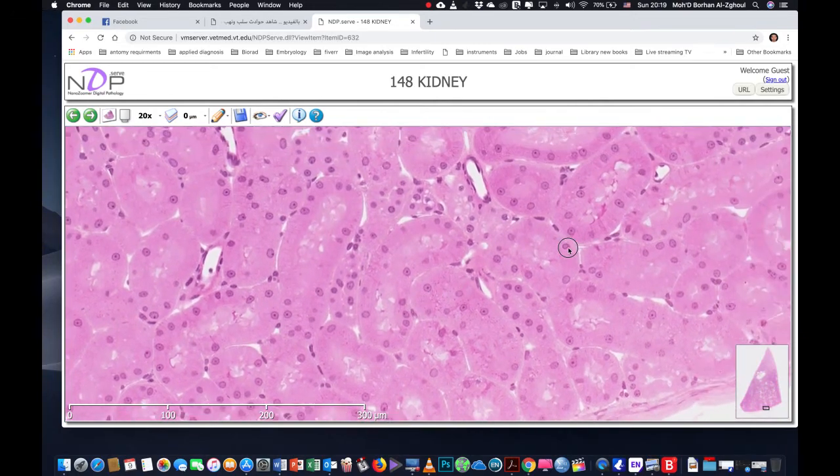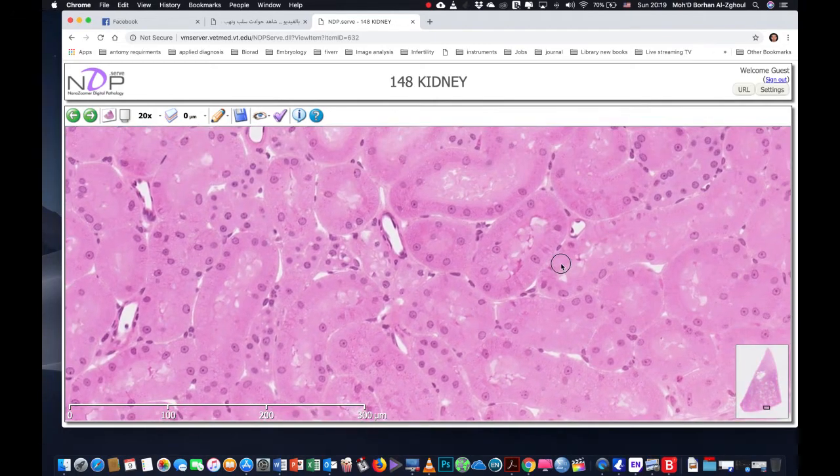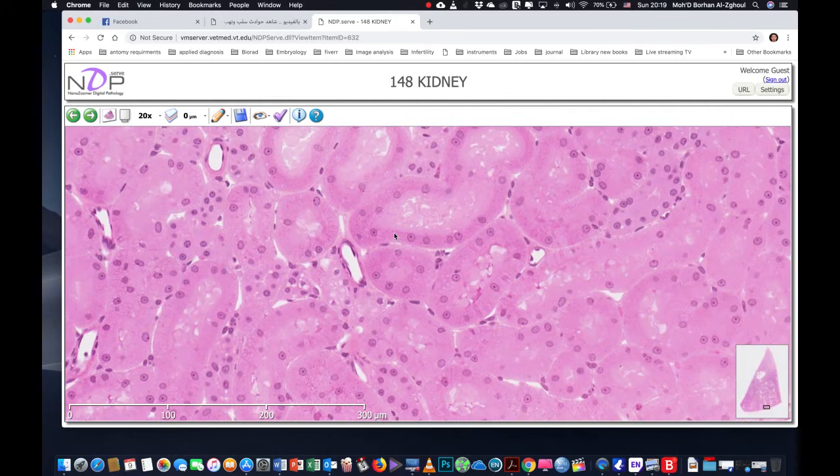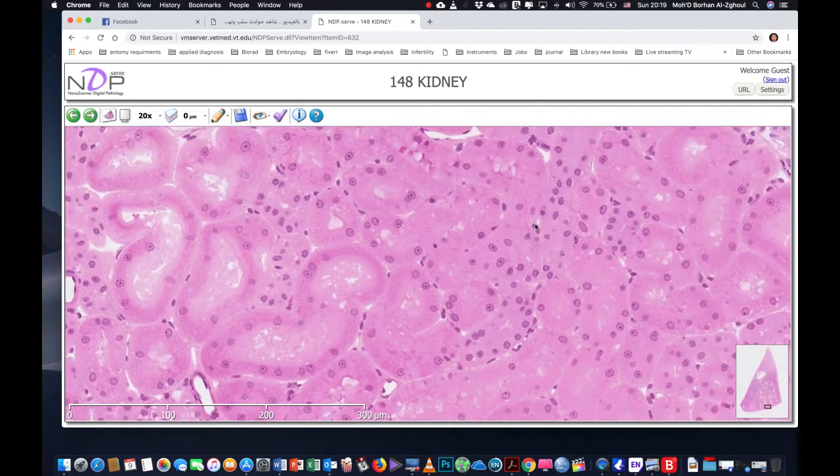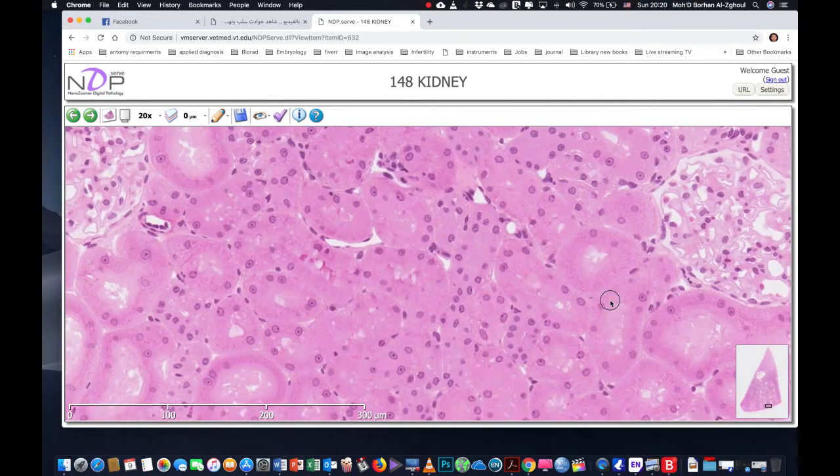See here, most of the profiles we can see here are the profiles of the proximal convoluted tubules, and the reason for that is because the proximal convoluted tubules are longer than the distal convoluted tubules.